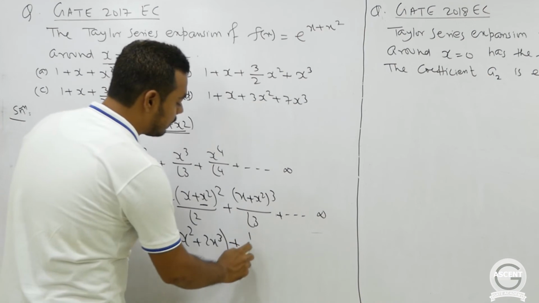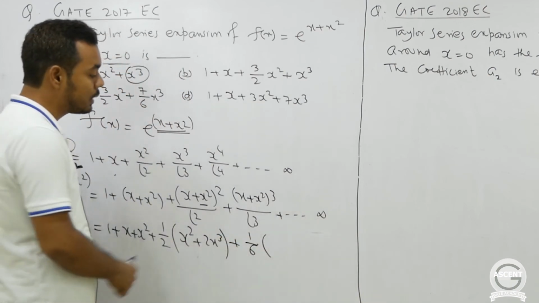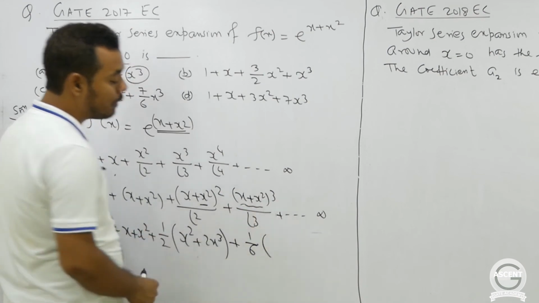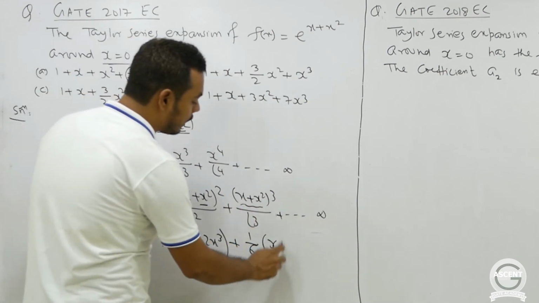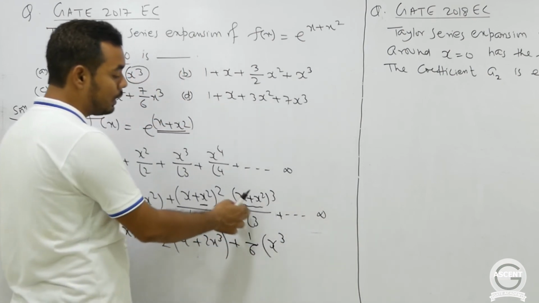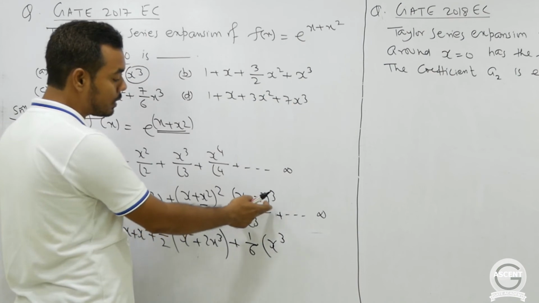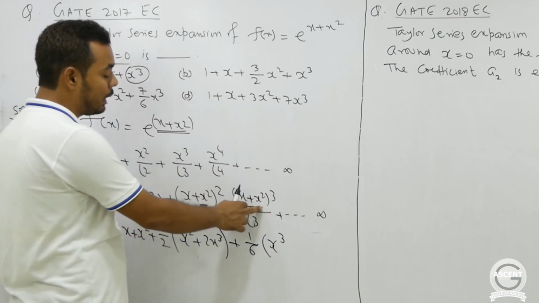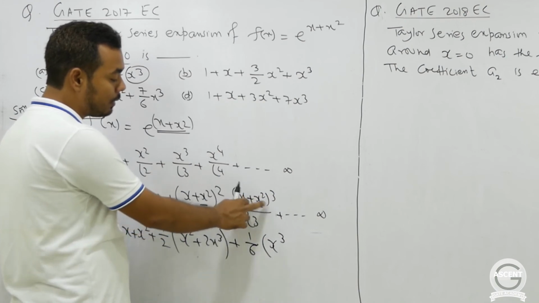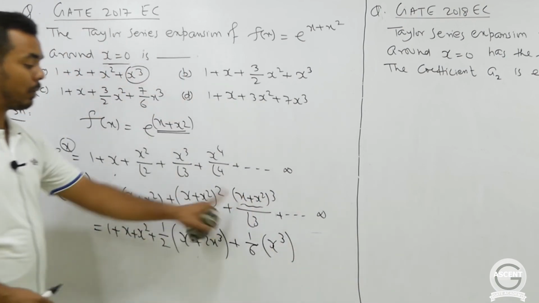Now next one, 1 by 3 factorial means 1 by 3 into 2 into 1. So 1 by 6. And here we are going to use the formula of a plus b whole cube. So I will get x cube here. And you can see that all the other terms will have power more than 3. If I use 3 a square b, then I will get x to the power 4. If I use 3ab square, then we will get x to the power 5 and so on. So we have to write only x cube from here.